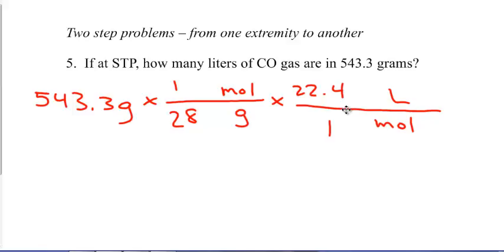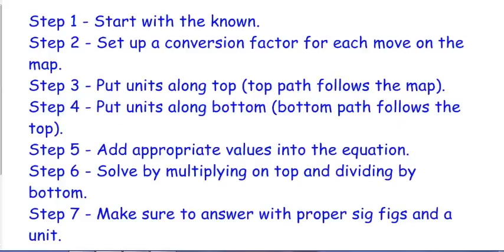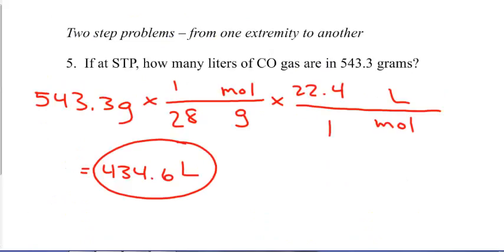So calculating, we need to do 543.3, divide by 28 since it's on bottom, multiply by 22.4 since it's on the top, and what we end up with is 434.6 liters. Check your sig figs, started with 4, end with 4, and your unit, liters.